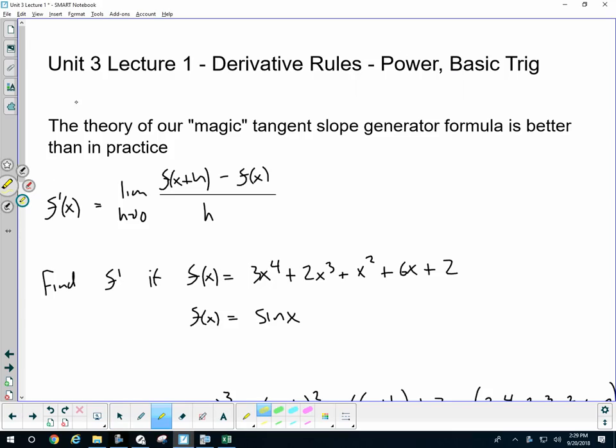So this unit, unit 3, is called derivative rules. What do I mean by derivative rules? Well, we ended up last unit starting off with the focus of the rest of the semester, which is tangent slopes, instantaneous rate of change of functions. Okay? What's going on? How quickly is something changing at a specific point?